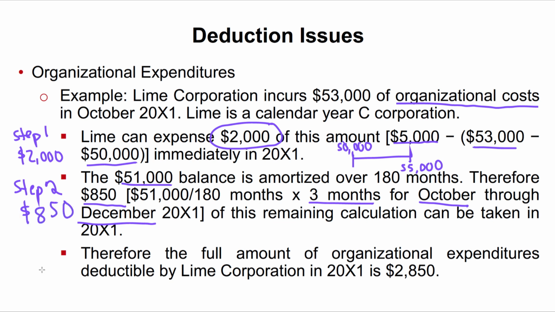Finally, step 3, we add together step 1 and step 2, which gives us $2,850 in this year. And then, of course, in 20x2, the next year, it'd be $51,000 over 180 months times 12 months, and that would give us the amount, which is around $3,400, I believe. Yeah, it sounds about right. $3,400.